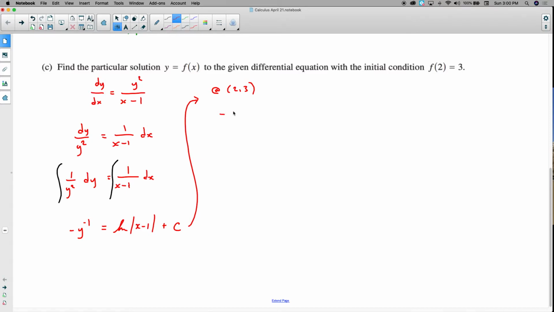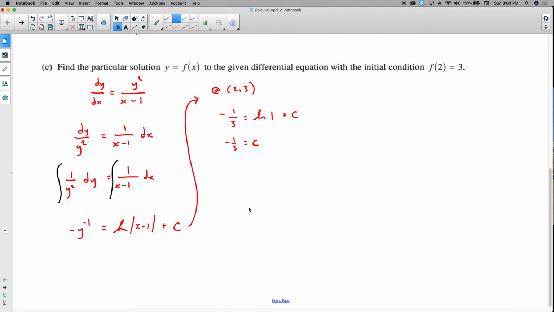We have negative 1/3 equals the natural log of 2 minus 1, which is 1, plus c. And the natural log of 1 is the question: e to what power makes 1? Of course, that's 0. Okay, so then I've got my solution.